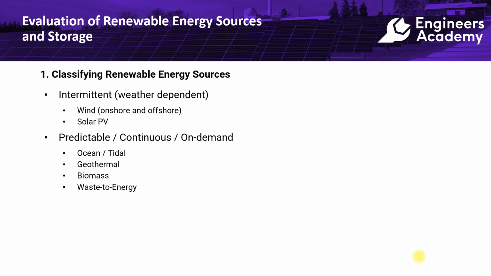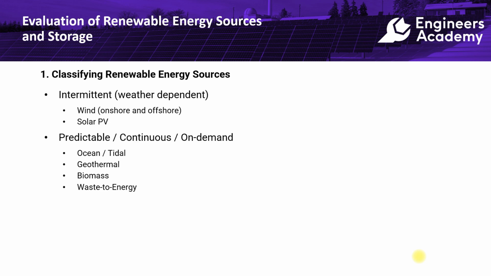We then have on-demand energy sources. On-demand energy sources are energy sources that can be switched on and switched off in order to meet fluctuations on the grid. So examples of on-demand energy sources are things such as biomass and waste to energy.